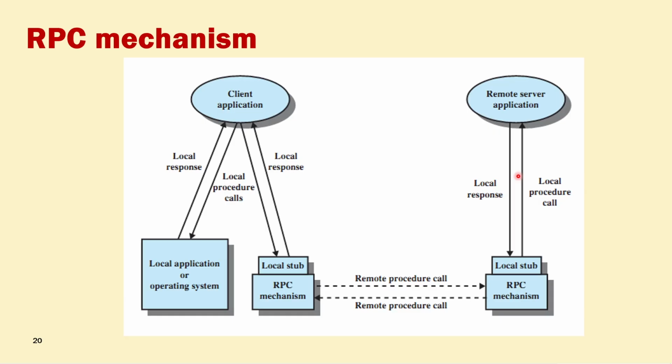It marshals the data and again sends it back to the client. Again the client will demarshal and it will give the response back. This response will go to the client application, and this will be processed. So, this is the typical RPC mechanism structure.